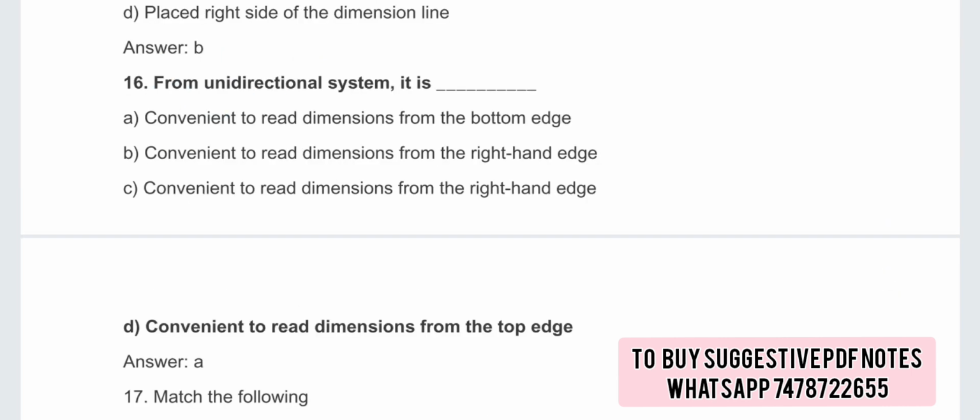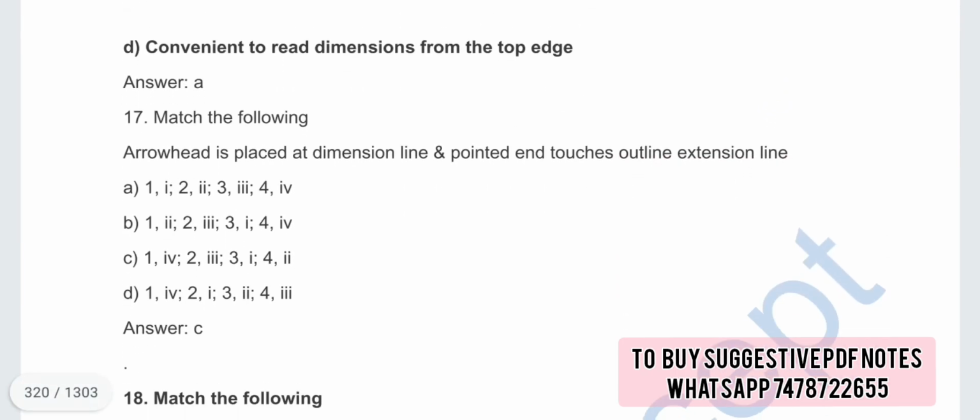Question number 16. From unidirectional system, it is dash convenient to read dimension from the bottom edge, convenient to read dimension from the right hand edge, convenient to read dimension from the right hand edge, convenient to read dimension from the top edge. The answer is A, that is convenient to read dimension from the bottom edge.